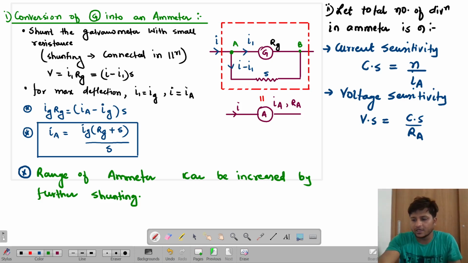We'll keep it till over here only, and we still haven't done the conversion to a voltmeter. Then there is the multimeter, then the meter bridge, and then the potentiometer. It's a big topic. I think day after tomorrow I'll try to take a 2 hour class and complete this fast. Check once whether the post office box is there in your syllabus or not.